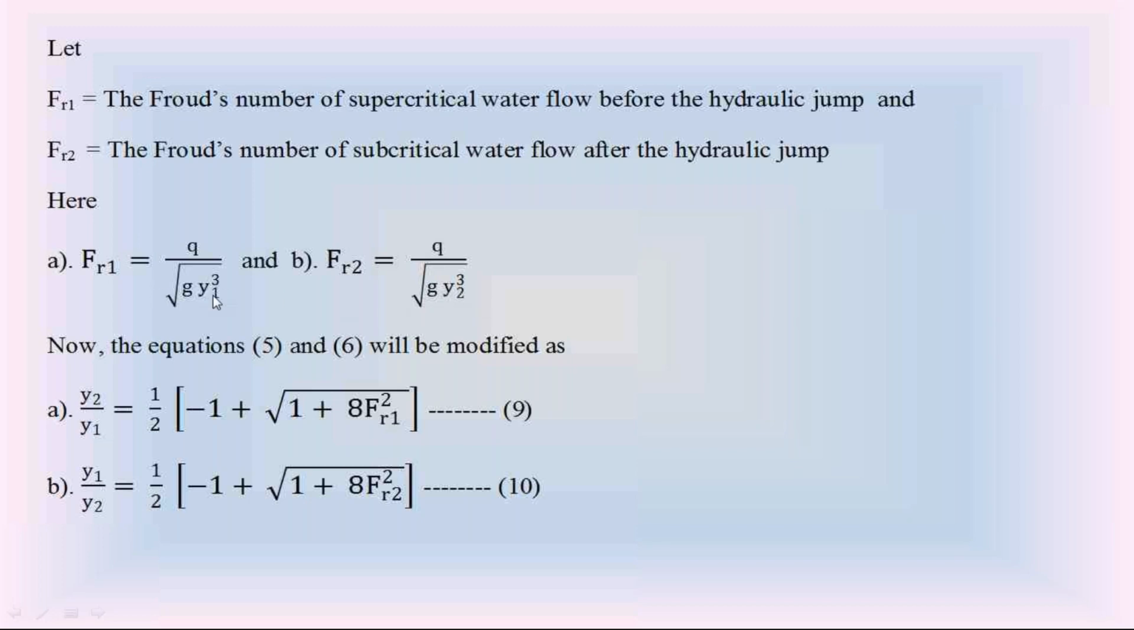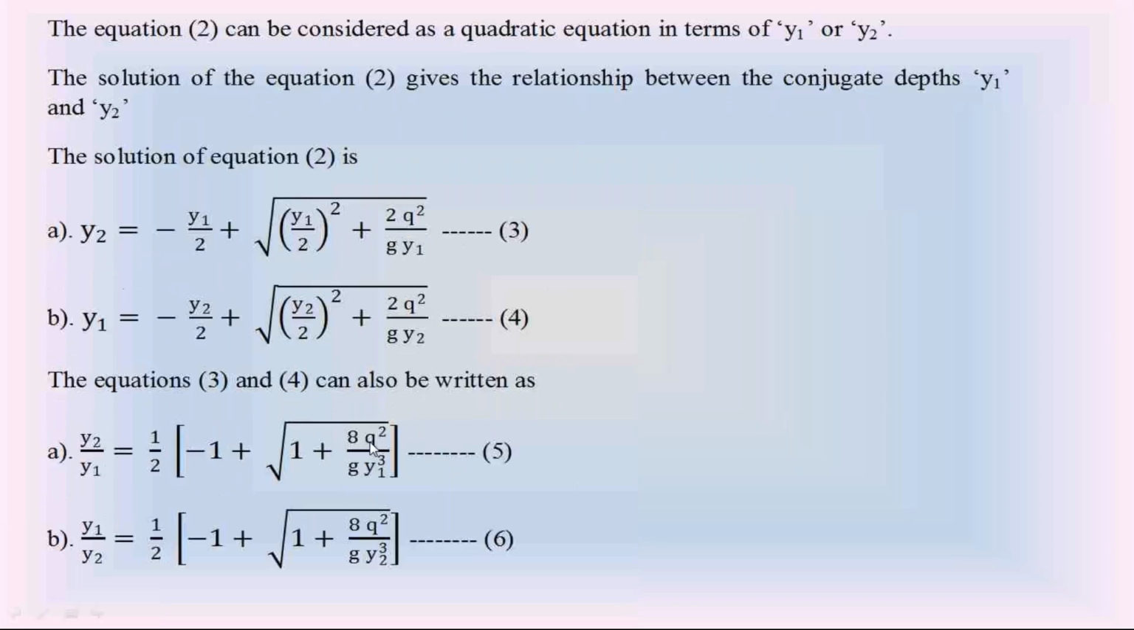So by replacing in equations 5 and 6, we have q square by g into y1 cube. So q square by g y1 cube is Fr1 square, the Froude number at section 1 squared, because Fr1 is equal to q divided by root g into y1 cube. Similarly, in equation 6, we have q square by g y2 cube, that is Fr2 square.